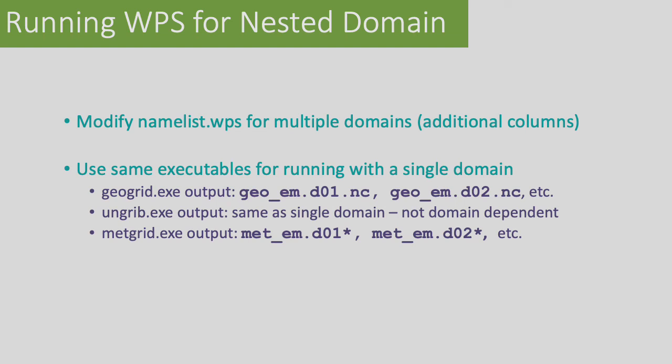To run WPS for a nested domain, you simply need to set up the namelist.wps file with nest specifications and then run as usual. After running geogrid, you should have a geo_em file for each domain, and after running metgrid, you should have met_em files for each domain. Ungrib will not provide any additional files for nesting, as these are only based on the input data and are not domain dependent.